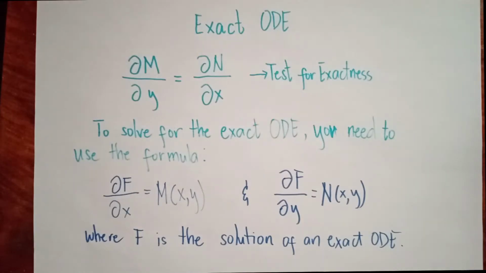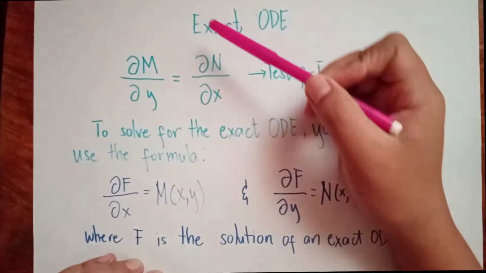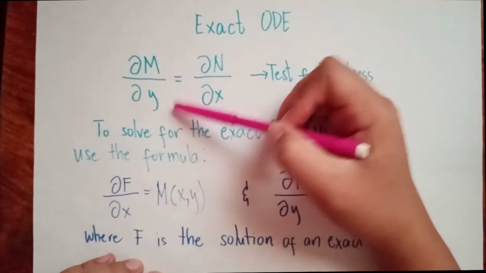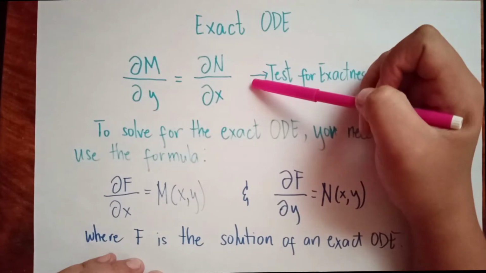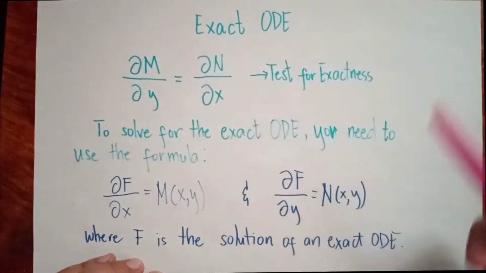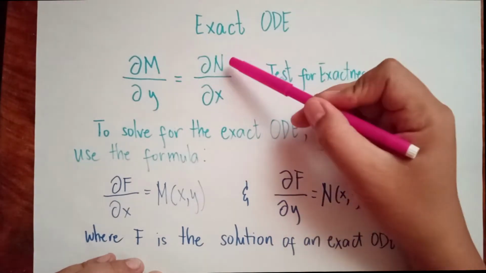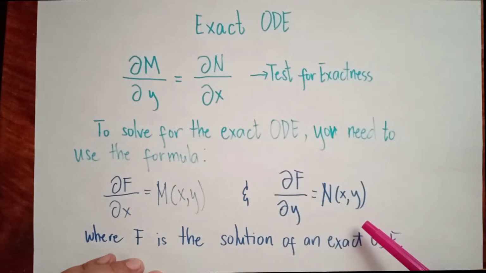So how are we going to determine if the given differential equation is exact? We are going to use this formula: the partial derivative of M with respect to y is equal to the partial derivative of N with respect to x, where M is the function with dx and N is the function with dy.